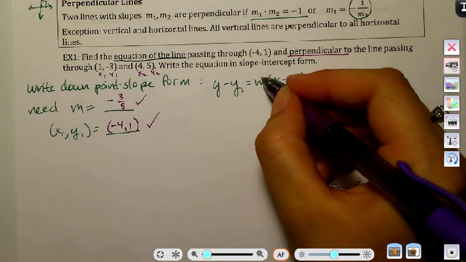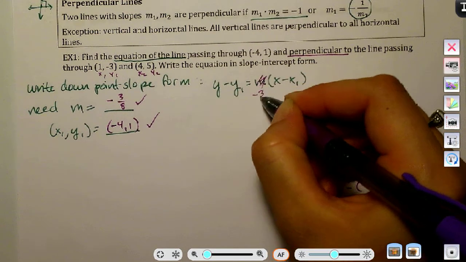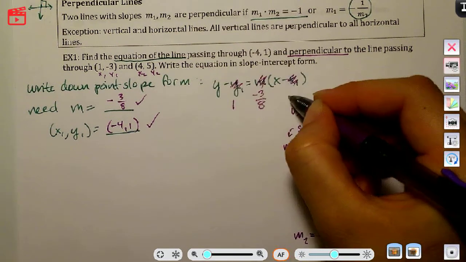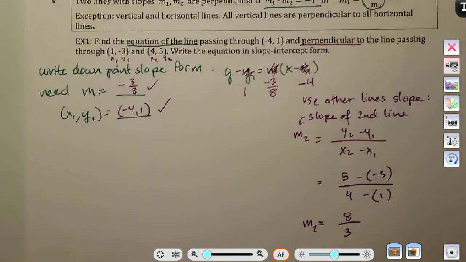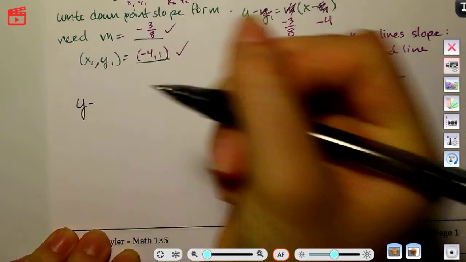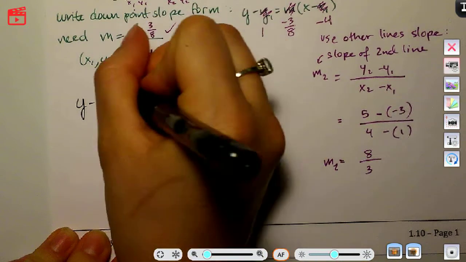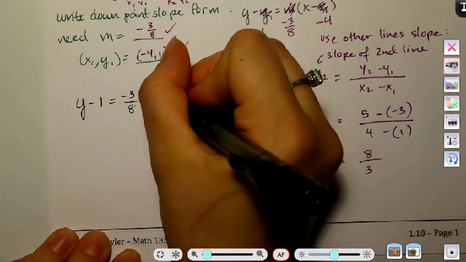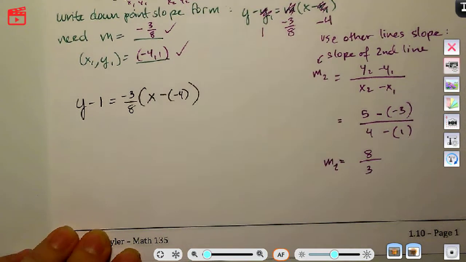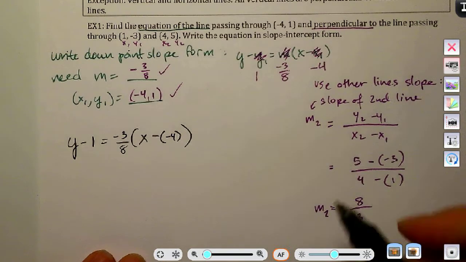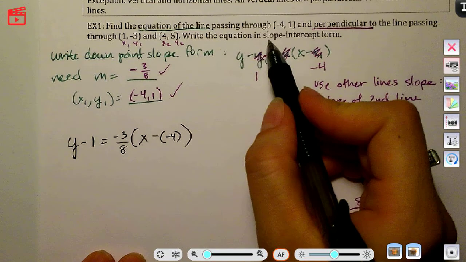So, plugging in my slope, -3 over 8, and plugging in my point, it's going to be 1, and that'll be -4. Let me go ahead and write this nicer on the side. y minus 1 equals -3 over 8 times x minus -4. All right, I might be tempted to finish, but I need to check if I need to show my answer in a certain way. I need to write my answer in slope-intercept form.